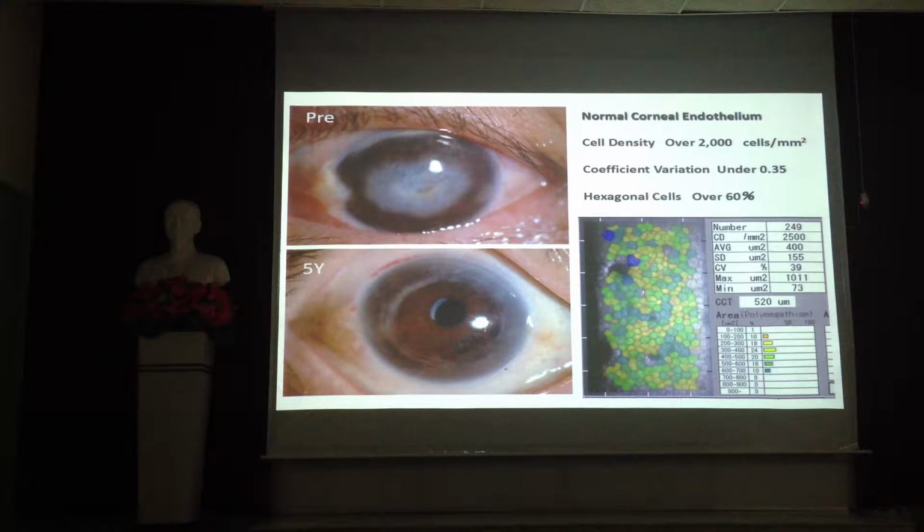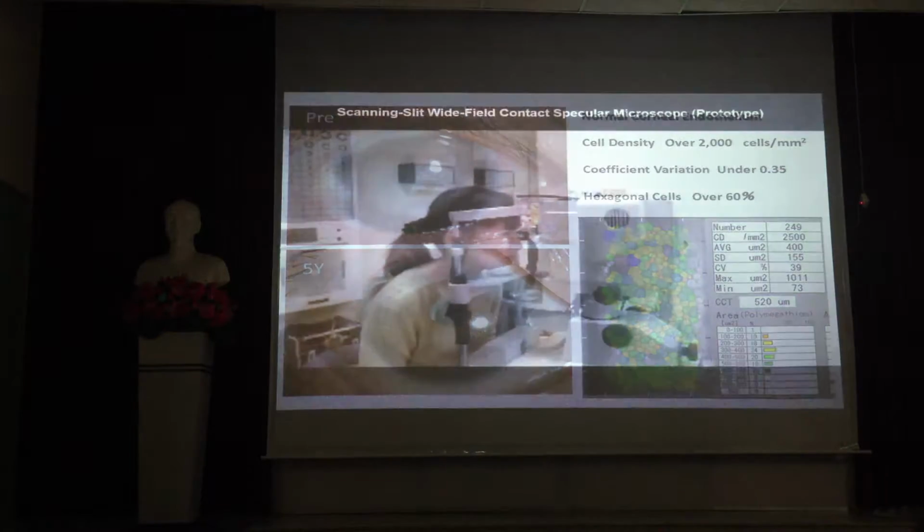Surprisingly enough, he showed over 2,000 cells per square millimeter or so. This image is obtained by a non-contact specular microscope that can tell cell density and also coefficient of variation, and sometimes hexagonal cells also. This is the standard of the normal corneal endothelium. Normal corneal endothelial cells are supposed to have over 2,000 cells per square millimeter. Coefficient of variation is under 0.35. Hexagonal cells are over 60% or so.